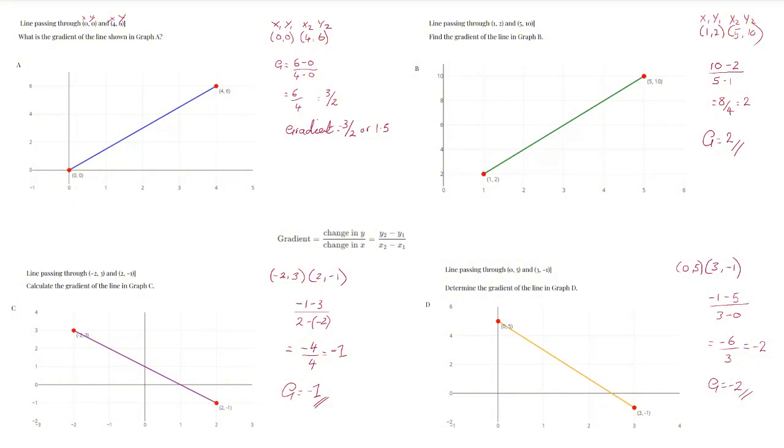So the thing you need to take from this is to know this. Once you know the formula, you can find the gradient. You've got all the knowledge there just in that formula. Everything in the question is there to put into the formula.